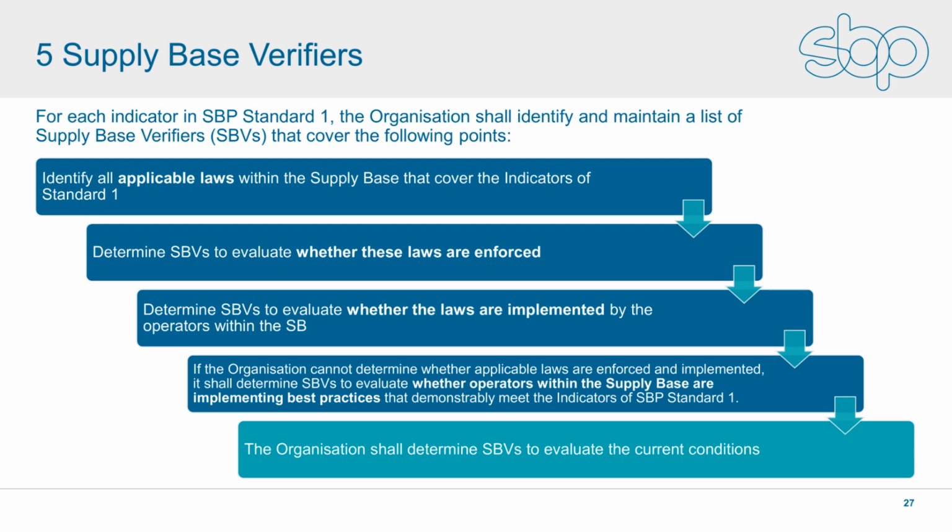Step 5, new in version 2.1, under clause 5.3.5, the organization must also determine SBVs to evaluate the current conditions on the ground. This closes a gap that was present in version 2.0 and aligns Standard 2 with the risk evaluation framework. Third, and finally, there is also a new efficiency in version 2.1, clause 5.4, which we will cover in the next slide. In short, if a biomass producer sources exclusively primary feedstock certified against an SBP benchmark certification scheme, the scope of the SBV work can be reduced to only the indicators not fully covered by that scheme.